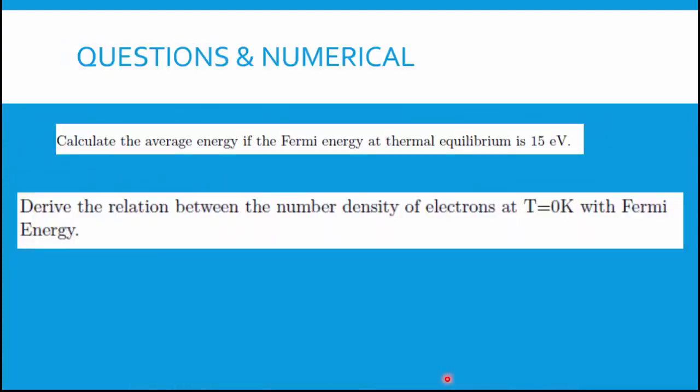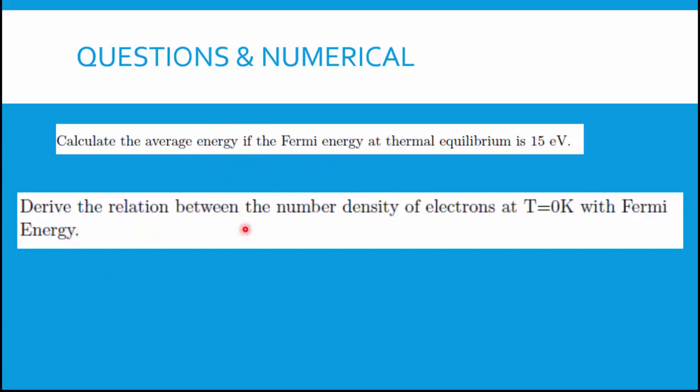So, questions from this part of the lecture? We have derived the relation between average energy and Fermi energy. That is a very important question: E bar, mean internal energy, is equal to 3 by 5 Fermi energy. You have another numerical: calculate the average energy if the Fermi energy at thermal equilibrium is 15 electron volts. So Fermi energy EF is given, and you have to calculate the average energy. E bar, the average energy, is equal to 3 by 5 Fermi energy. If you substitute the value of Fermi energy, you will get the average energy.